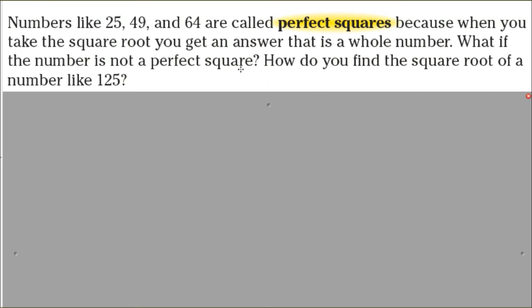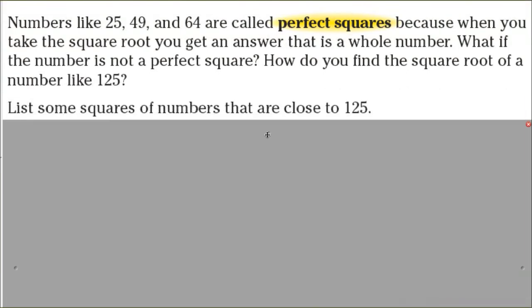And so on and so forth. Okay? You need to understand what square numbers are, because in knowing square numbers, you are able to determine or estimate the square root of a number like 125, which is not a perfect square. Okay, how do we do that?